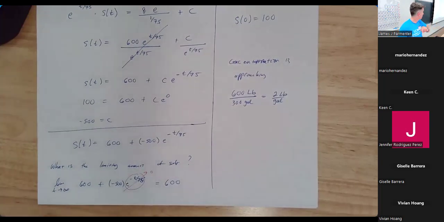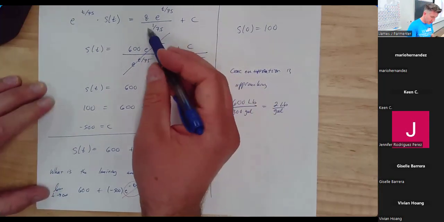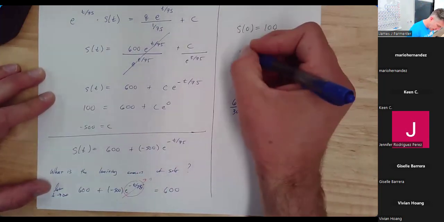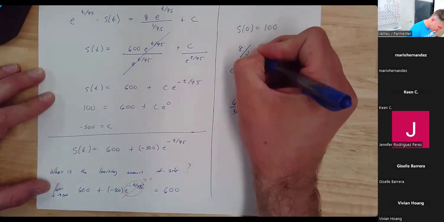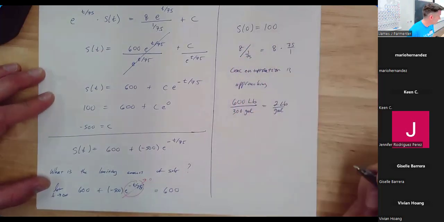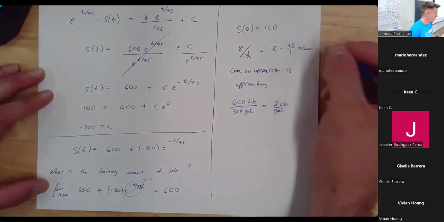Why don't you multiply the 8 by 75? To make it look less terrible. Because if you're dividing by a fraction, we flip and multiply. So 8 divided by 1/75 is the same as 8 times 75 over 1, which is 8 times 75. But really, just to make it look nicer.